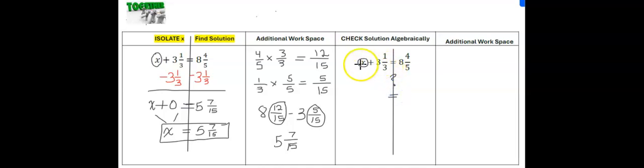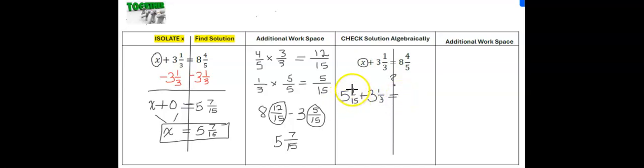Equal sign goes right under it. So I found that x is 5 7/15. So I'm going to write 5 7/15 right here for x. I have to make sure I can fit this expression in neatly on this side. So you have to know your space. It's got to fit neatly.